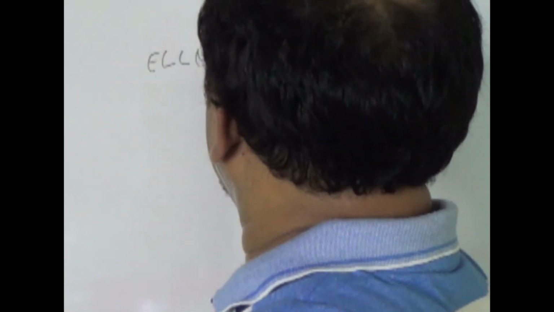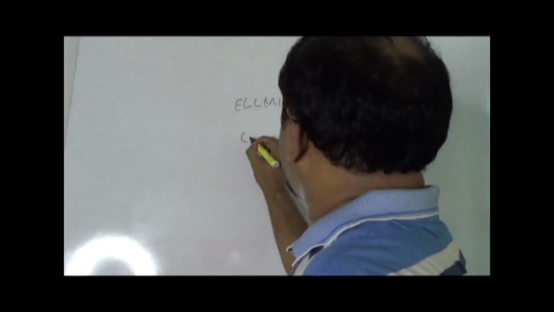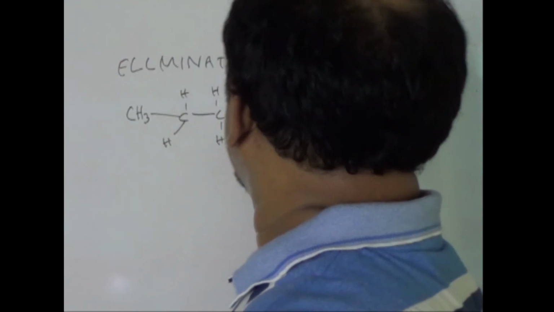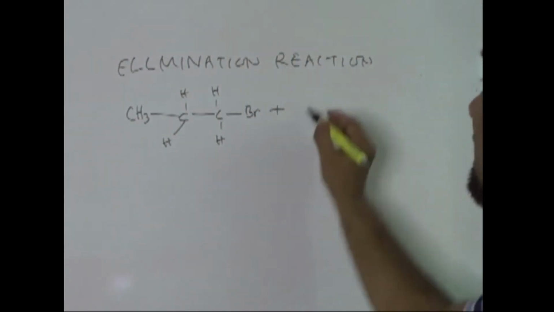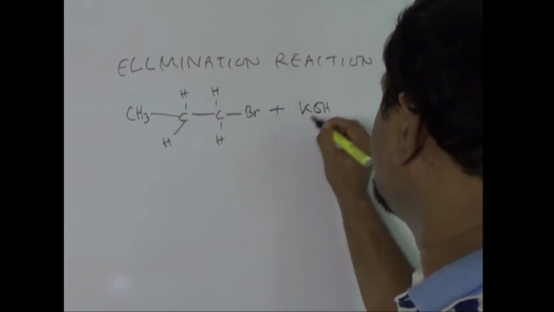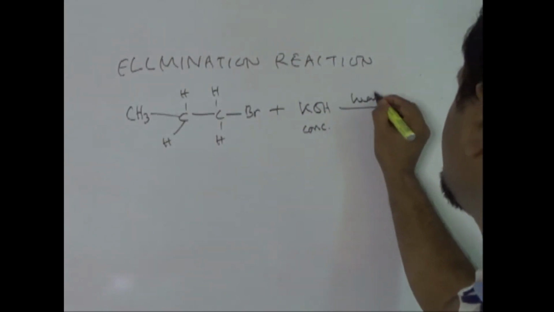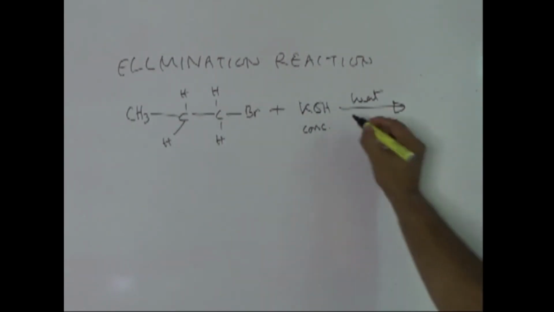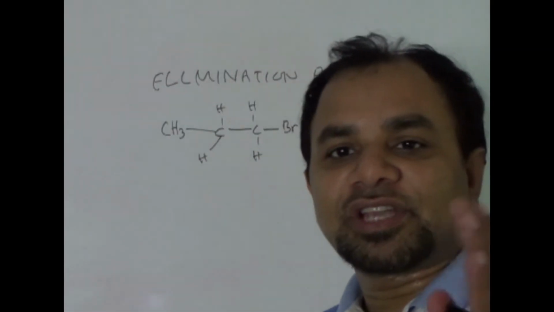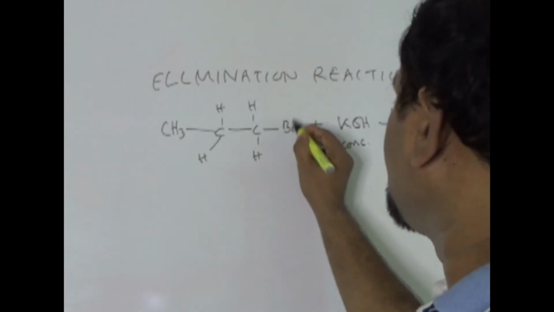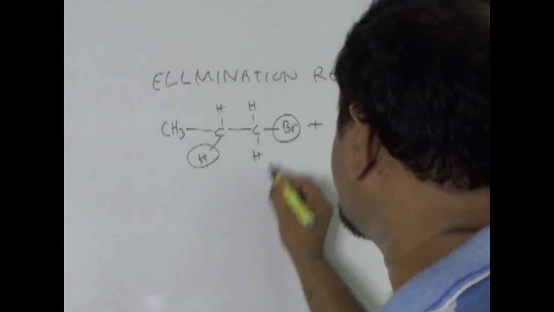Another reaction of halogenoalkane is elimination reaction. In this elimination reaction, this is halogenoalkane with alkali KOH, strong alkali, it should be concentrated. Then heat is needed. And ethanol is the solvent. This reaction can also be substitution if the conditions are different. Here Br from this carbon and H from here are removed.